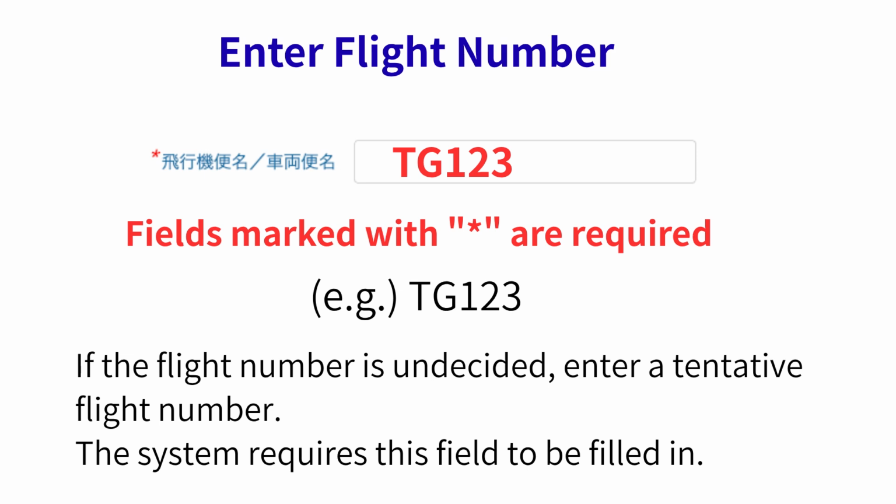Next is the flight number entry. This field is required and cannot be left blank. Enter the airline code followed by the flight number, such as TG123. If your flight has not been decided yet, enter a temporary flight number. Due to system requirements, you must fill in this field to proceed.